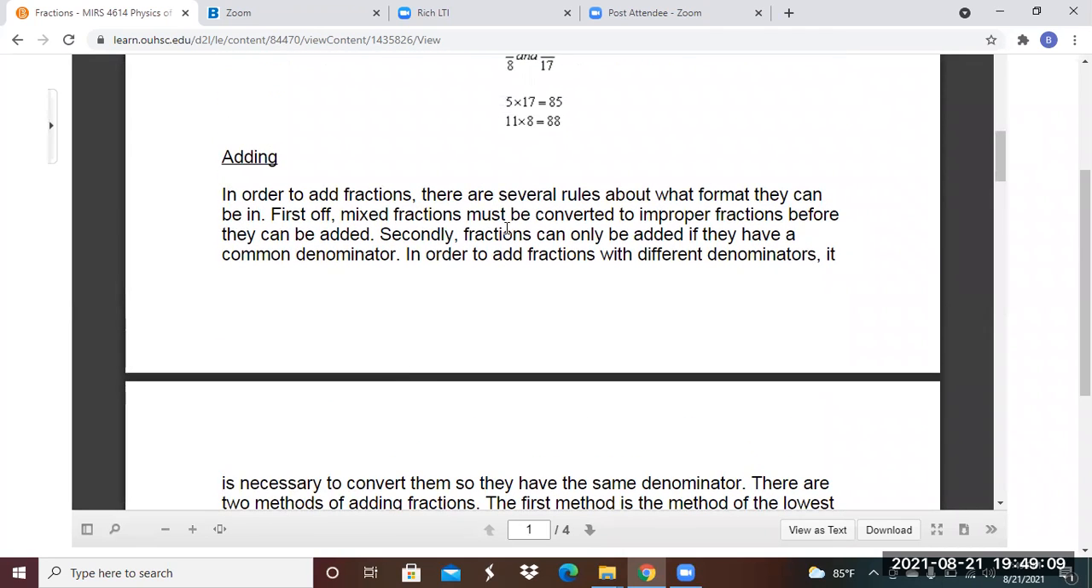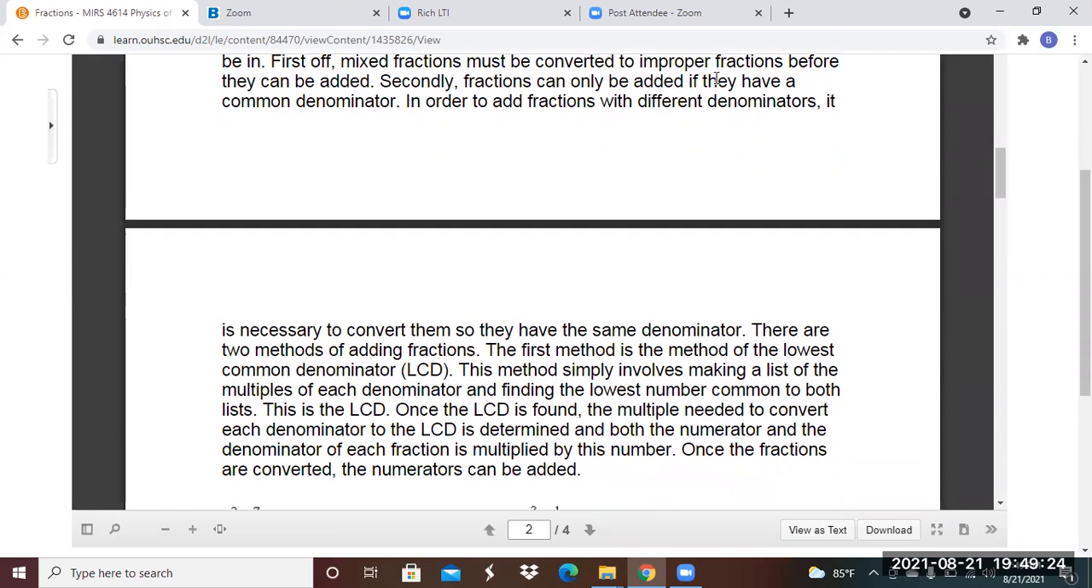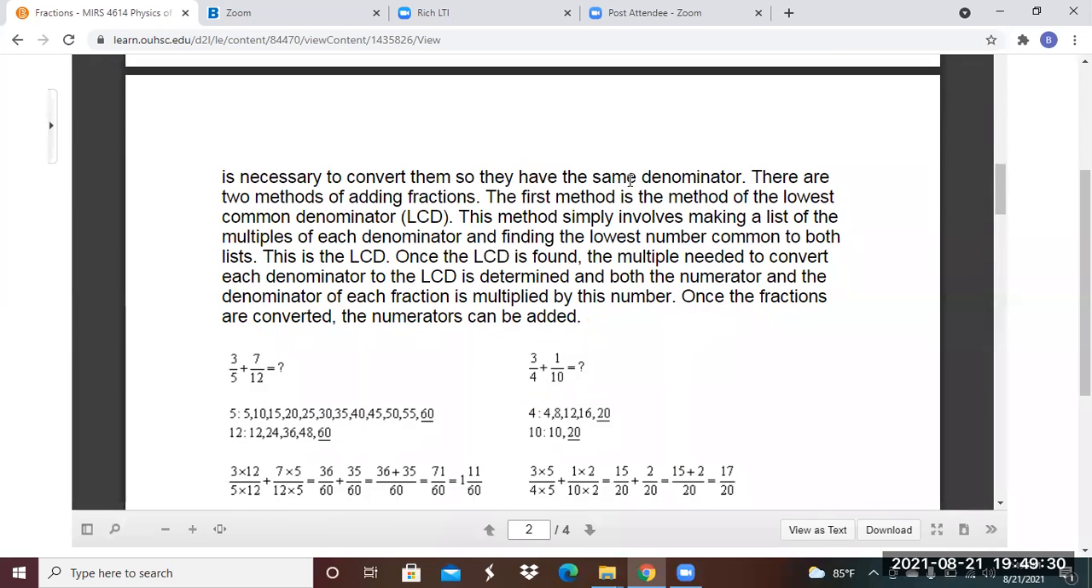So in order to add fractions, you have to follow several rules about what format they can be in. First, you have to take mixed fractions and convert them to improper fractions before they can be added. Second, fractions can only be added if they have a common denominator. In order to add fractions with different denominators, it's necessary to convert them so that they have the same denominator, which is exactly what I was talking about earlier.